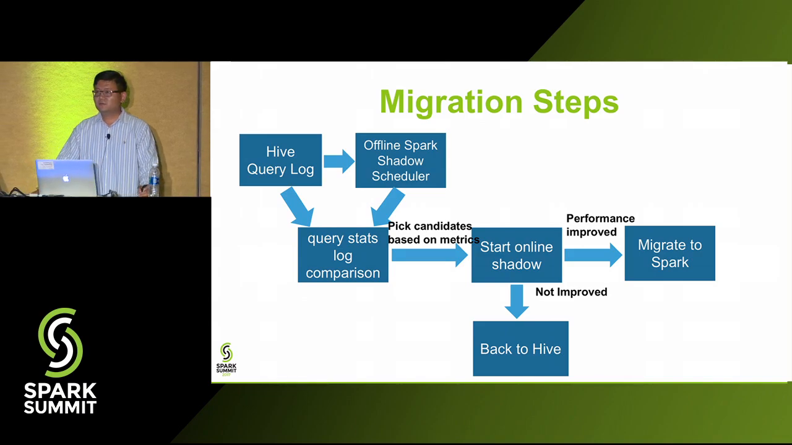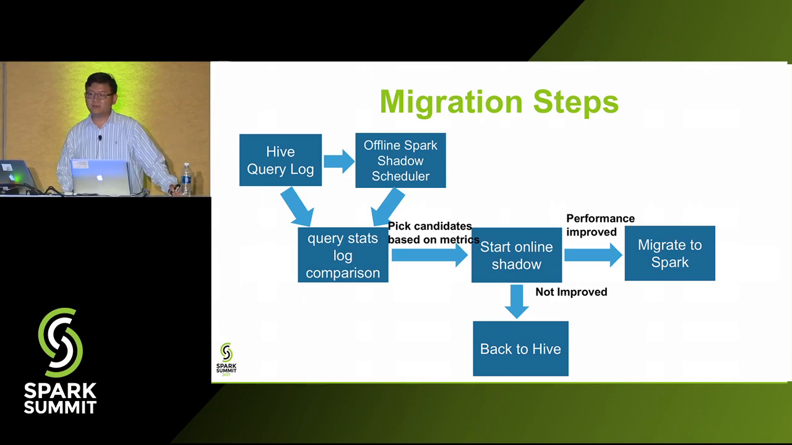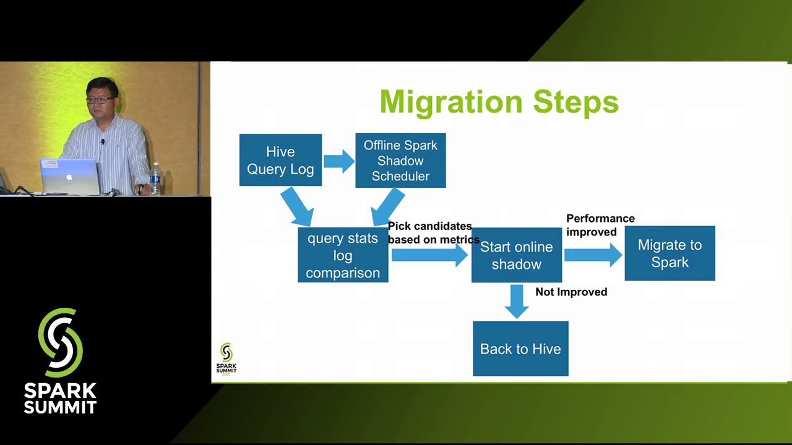So offline, number one is to check the semantics. There's no gap between the queries. Also, we get the metrics from those jobs running in Spark, for example, the reserved CPU time and the latency. In Hive, we already have those logs. Then in Spark, when we run the query, we also get the log. Then we know whether they perform better in Spark than Hive. After the offline shadow, if those queries meet our criteria, then we move forward to put them into online shadow.